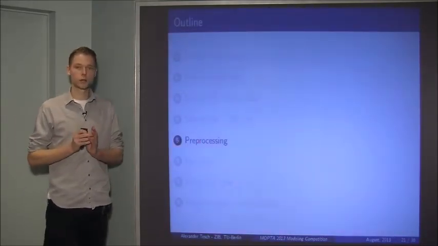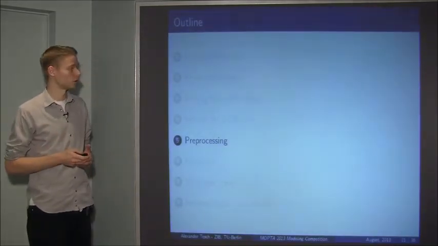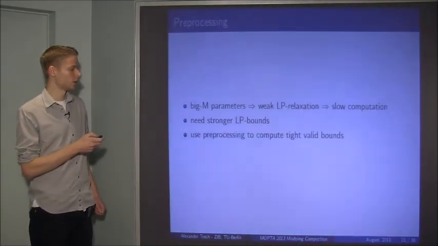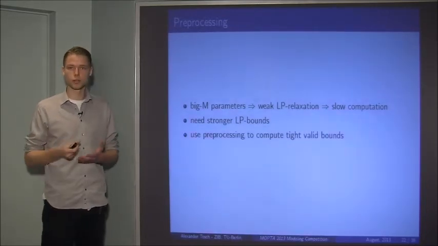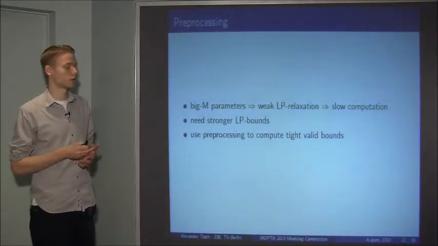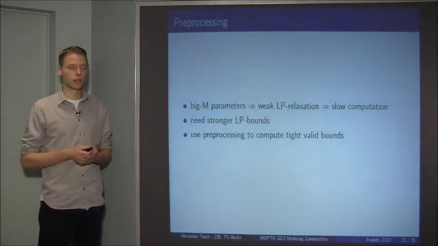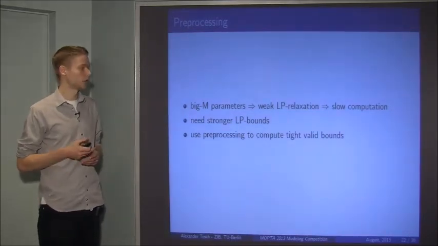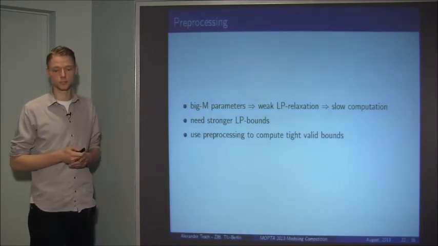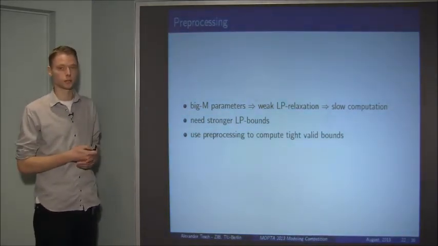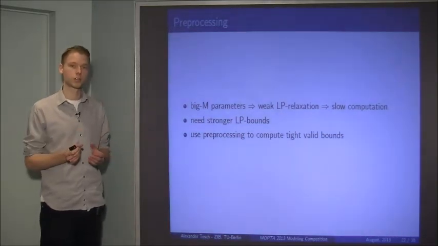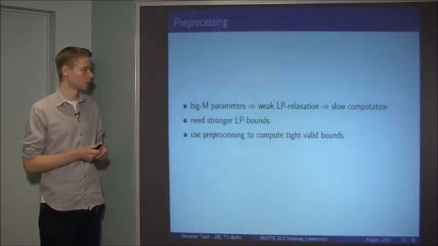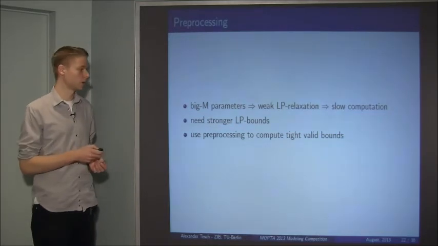And the next part will be a pre-processing step that will be very important for our problem, because we will find really tight bounds for the big M parameters. And of course, the big M parameters lead to weak LP relaxations, and we have to find very tight bounds for that. And we will see that for our problem, this has a really, really high effect on the computation time. And we want to find valid bounds for these values. In particular, because we consider just starting times between the positions, we can make some statements concerning the bounds of those big M parameters.